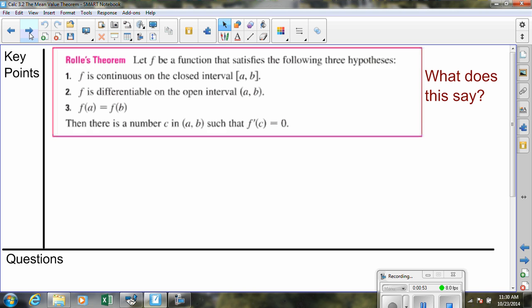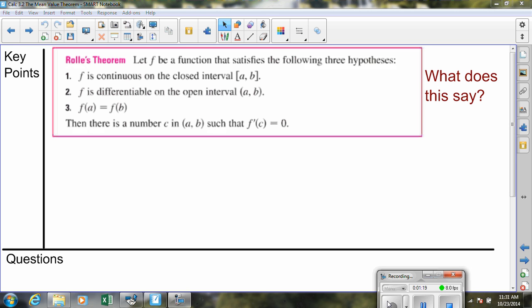So take a moment, pause the video, write down Rolle's theorem. All right, so you've written down the theorem. Obviously, you've read it since you had to write it down, but what is this thing really saying? Whenever you read a theorem, you would like to be able to say, okay, we have all these givens. If this stuff is true, then I can make this conclusion.